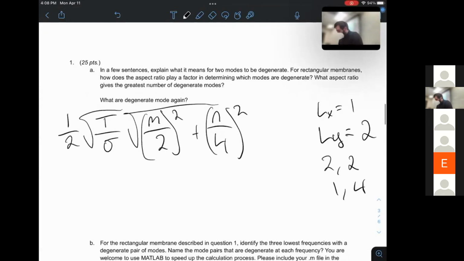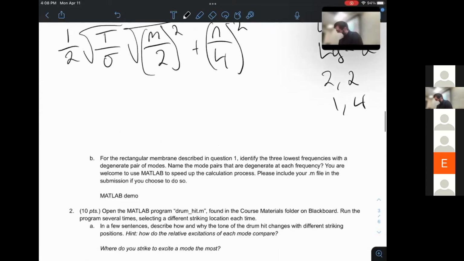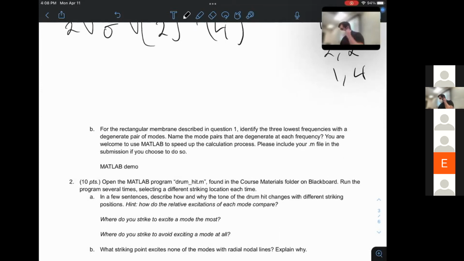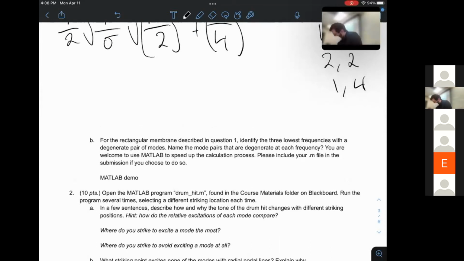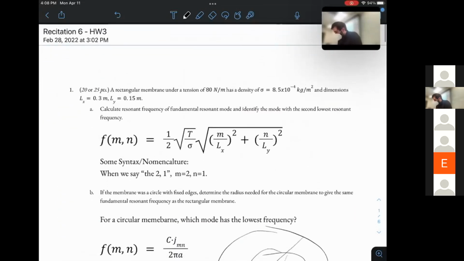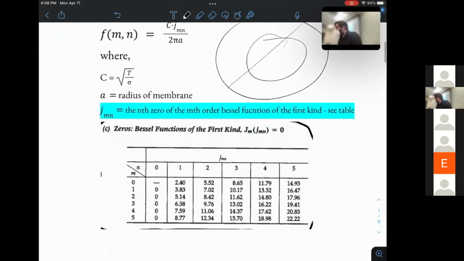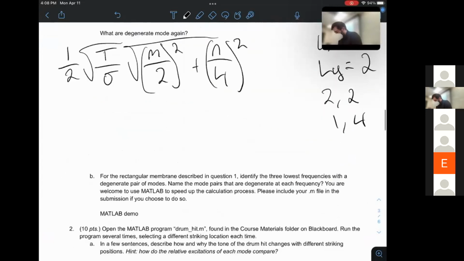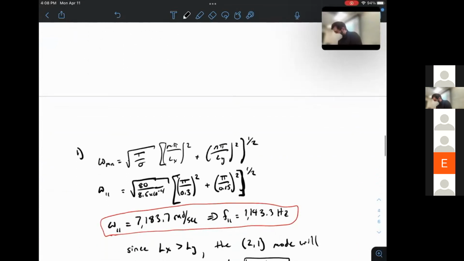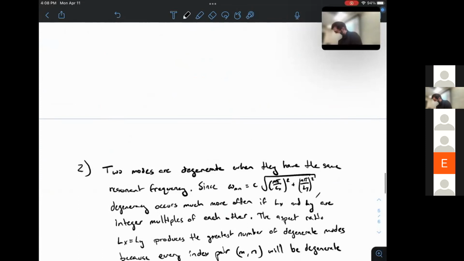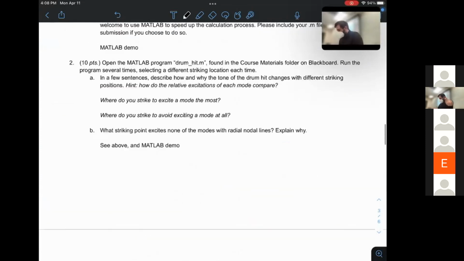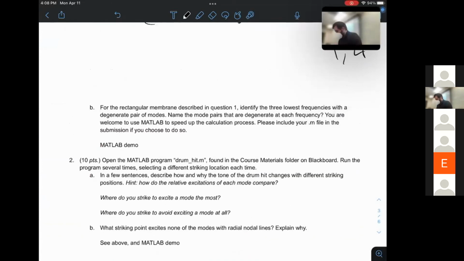Okay, what is the aspect ratio? Identify the 3 lowest frequencies. This is really a MATLAB question, so maybe we don't need to worry about it for the test. But the question is the same as what we had up here, which is find the modal frequencies of a rectangular membrane. Drum hit stuff. Okay. That's actually okay for that one. So maybe we could jump to the next one and then open MATLAB for a minute.